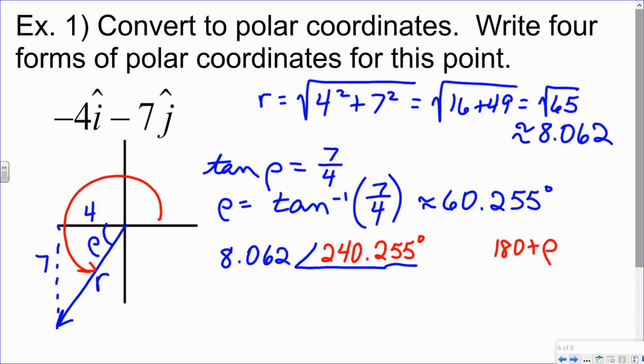Does that one make sense? Okay, now reread the directions. It said find 4 forms for this, and I found one way of writing the answer. I need to find 4 more.